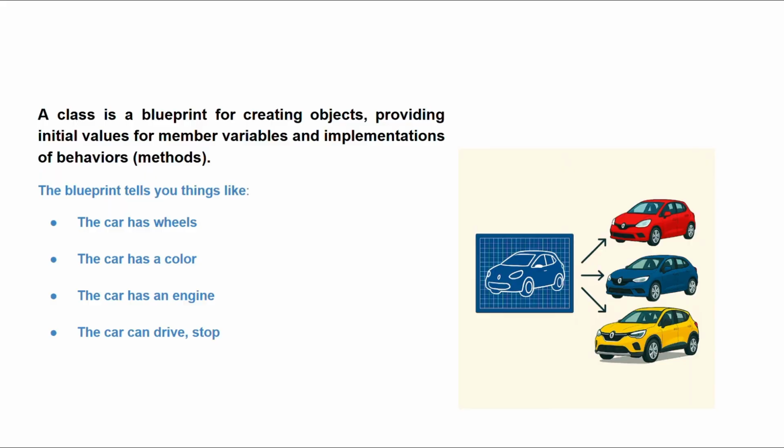What is a class? A class in Java is like a plan or blueprint for making objects. It tells us what an object should have and what it should be able to do.